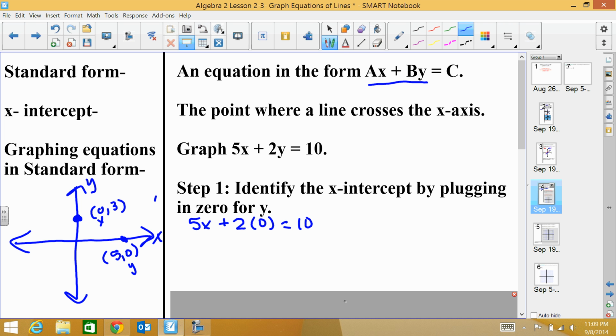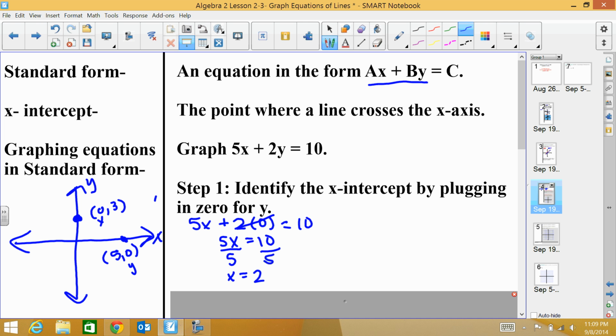Now what is 2 times 0? It's 0, right? Well, if I add 0 to anything, it doesn't change it. So I'm basically just going to say that that doesn't matter. So then I get 5x equals 10. And if I divide by 5, I get that x equals 2.